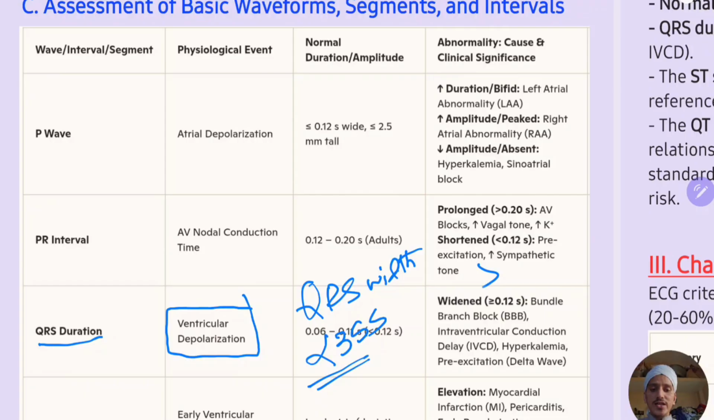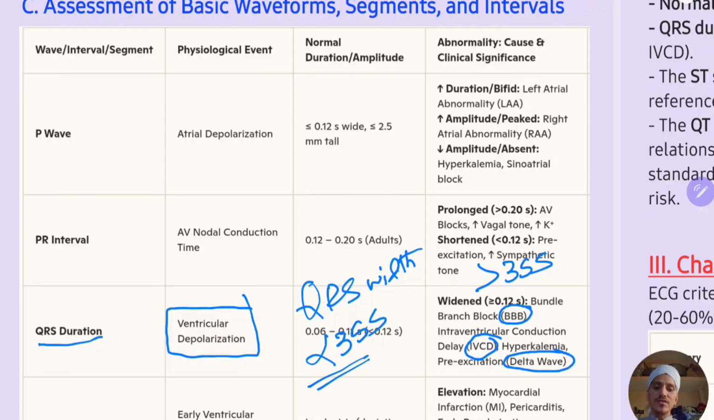Increased width of the QRS complex, more than 3 small squares, a prolonged QRS complex, you will see commonly in bundle branch block, may it be right bundle branch block or left bundle branch block. Second is intraventricular conduction delay, when there is conduction delay, there you will see some accessory pathway.